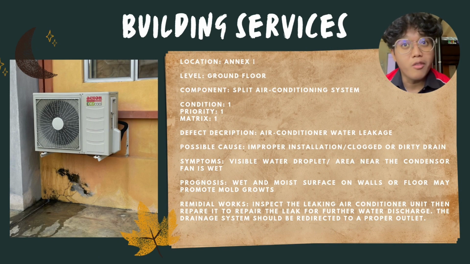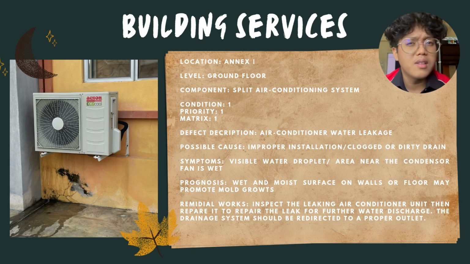Moving on to the second defect of building services. This defect can be found in Annex 1. The level is ground level and the component is split air conditioning system. The condition of this defect is given 1, the priority 1, and the matrix is also 1. The defect description is air conditioner water leakage.